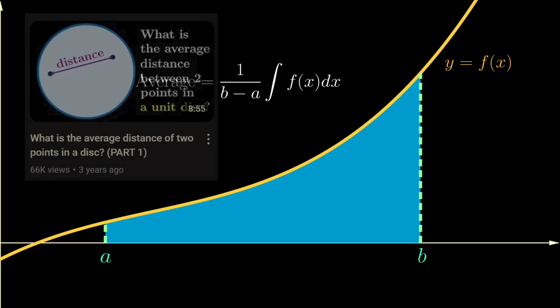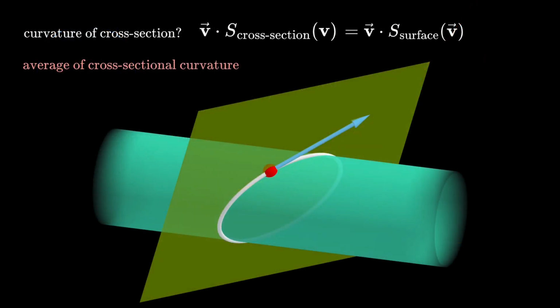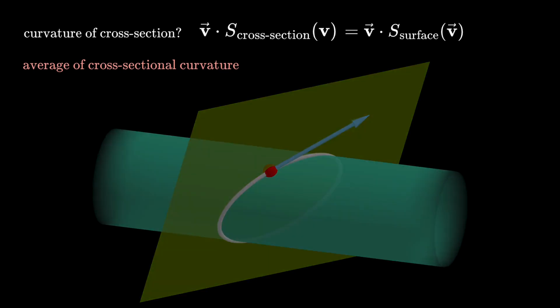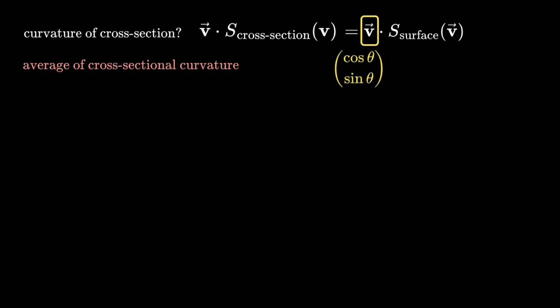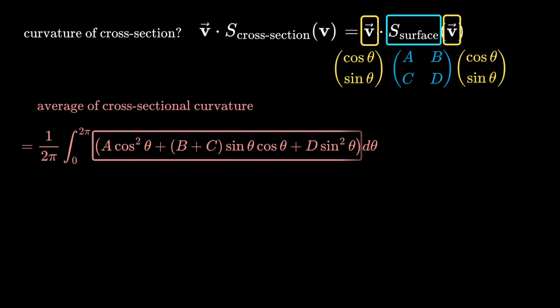If you want a bit more explanation why this is the case, I made a video about this 3 years ago. If we go back to taking the average of curvature of cross-sections, we can first parameterize the unit vector v as (cos theta, sin theta), and the shape operator of the surface as (a, b, c, d). Then to compute the average, we should integrate the cross-sectional curvature and then divide it by 2 pi, which is the range of theta. The integrand might look intimidating, but it is really just a dot product. You can pause and verify this if you want.